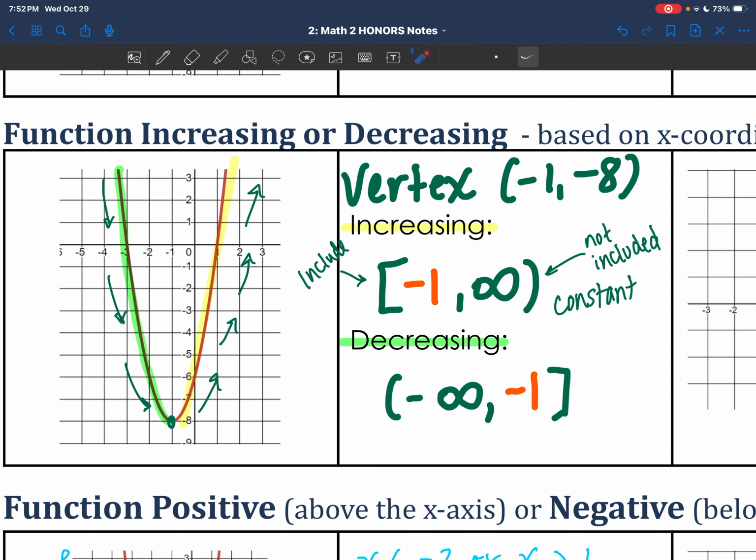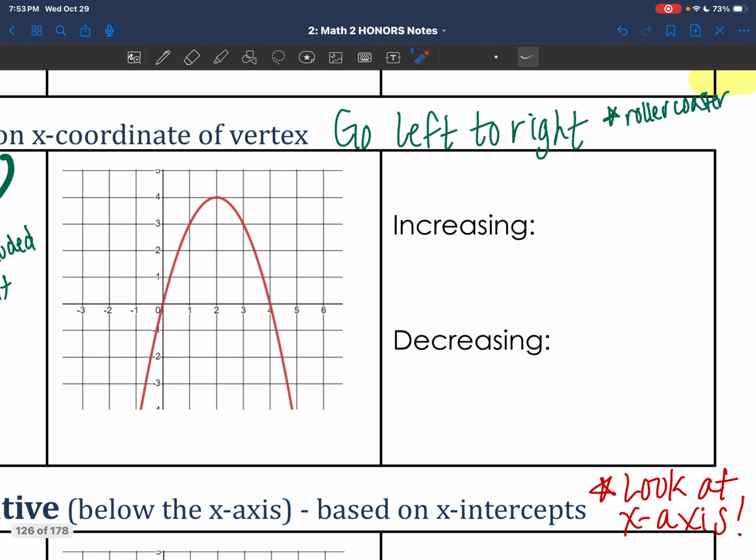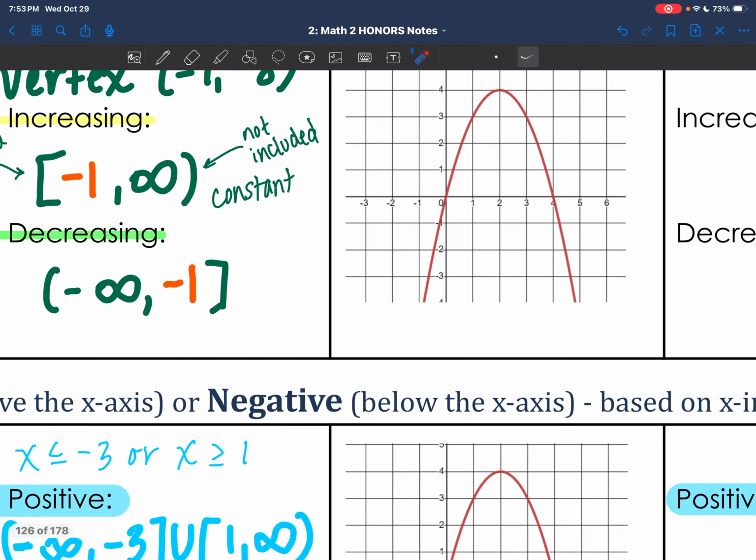And then decreasing, we're looking at the x value, so we're coming from negative infinity, and we're going down, and it stops here, which is your x value. All right, I want you to go ahead and try that one.